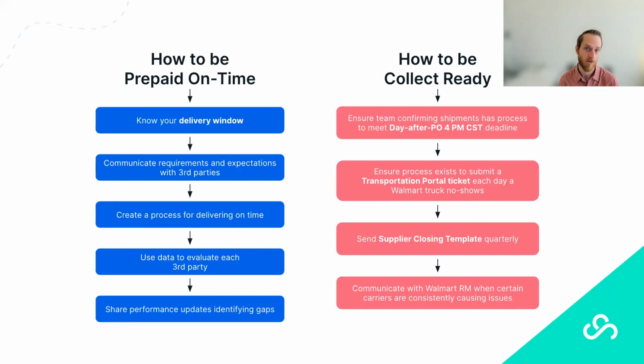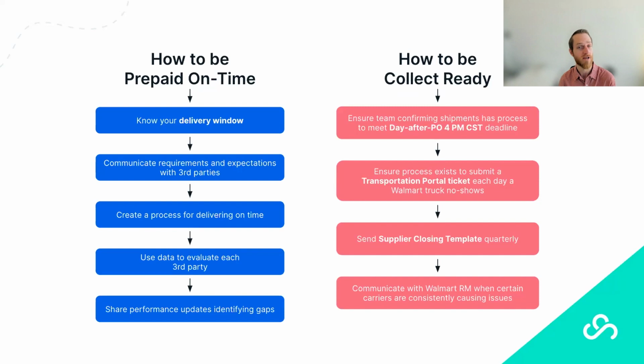To try to prevent that scenario, Walmart requests you to fill out a supplier closing template every quarter. You're basically notifying Walmart of the days you'll be closed and that you do not wish to receive orders on. And you can then adjust what day you actually want to receive the order on, so that you can plan for that kind of holiday outage. That will help you prevent those fines.